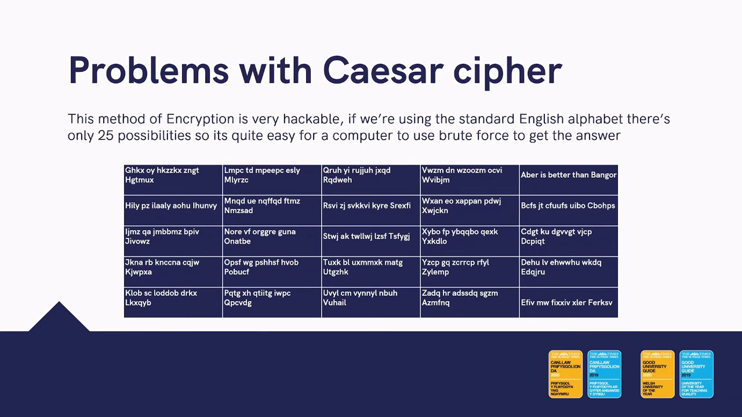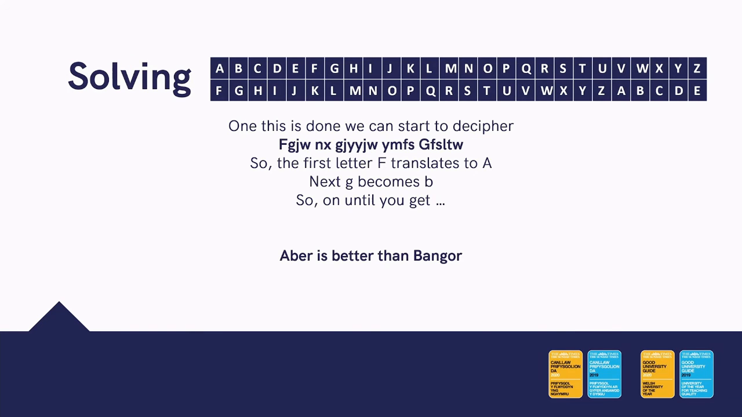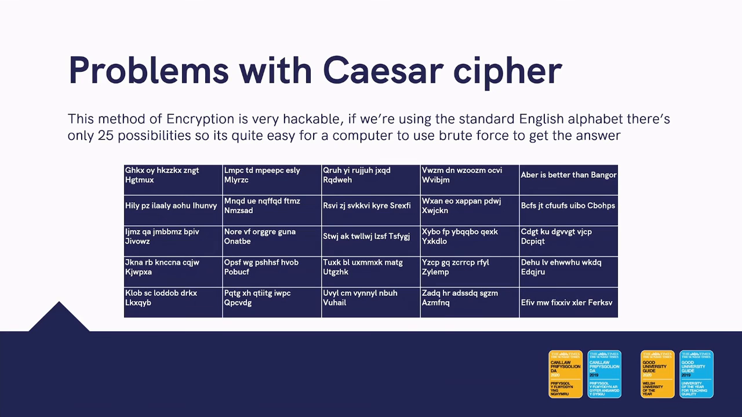So there are some problems with the shift cipher. This method of encryption is very hackable nowadays. If you're using the standard English alphabet, there are only 25 possibilities. So it's quite easy for computers to brute force their way to get the answer. So these are all the possibilities for the plaintext of FJW, and so on. It would be really easy for a computer to just brute force it and give you all these answers, and you can use some common sense to find what is the real meaning of this text.